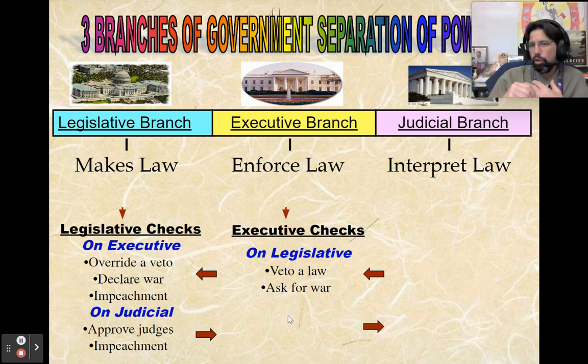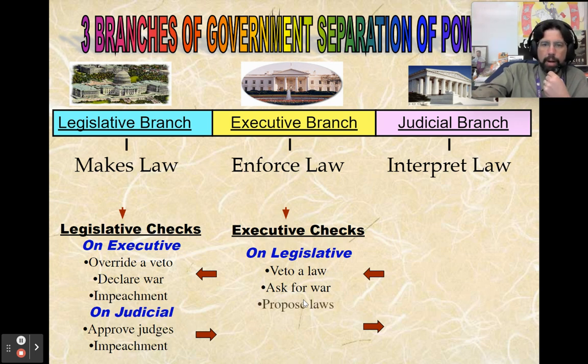Remember, the commander in chief of the military is the president, but the money and the ability to say, hey, you can go to war, that actually comes from Congress, but the holding of the war, the conducting of it, that actually comes out of the executive branch.